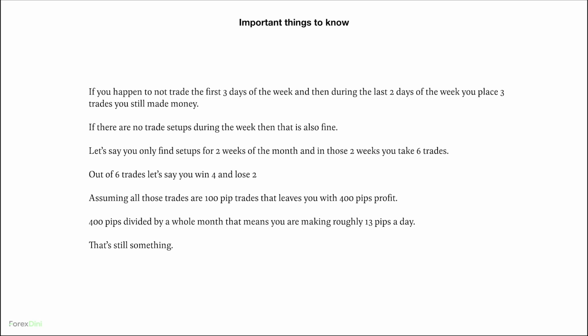If you happen to not trade the first 3 days of the week, and then during the last 2 days of the week you place 3 trades, you still made money. If there are no trade setups during the week, then that is also fine. Let's say you only find setups for 2 weeks of the month, and in those 2 weeks you take 6 trades. Out of 6 trades, let's say you win 4 and lose 2. Assuming all those trades are 100 pip trades, that leaves you with 400 pips profit. 400 pips divided by the whole month, that means you are making roughly 13 pips a day.